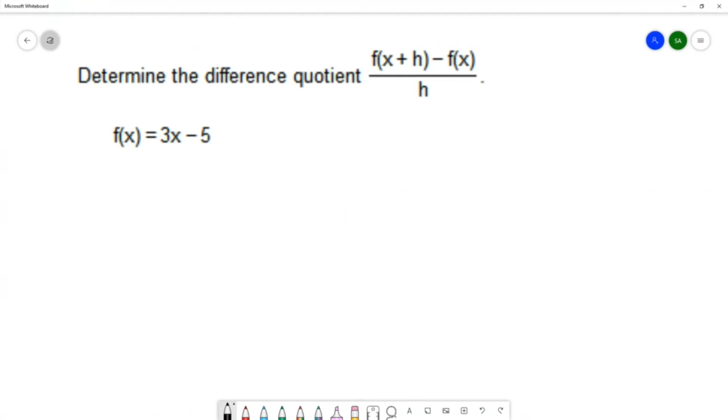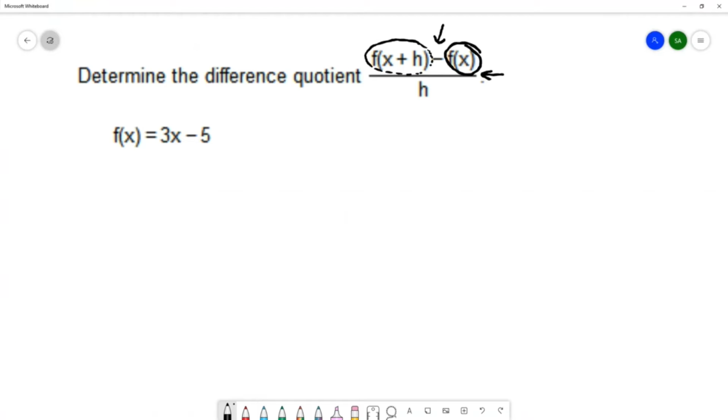So we're going to start by figuring out this first part here, which is f of x plus h. So we're going to find this part right here. We're going to find this part, f of x. Then we're going to subtract those two. And then finally, we're going to perform this division.